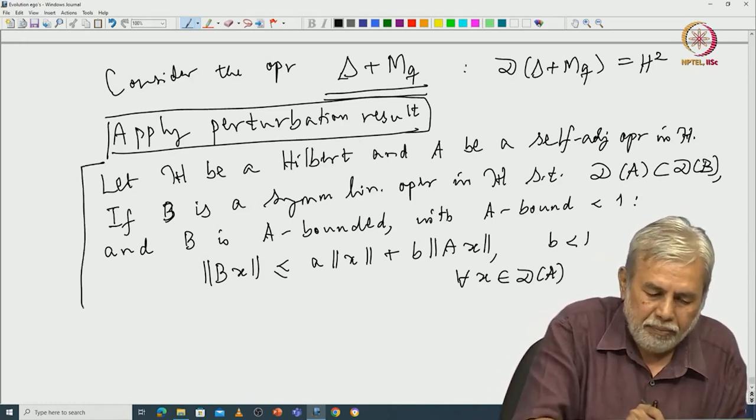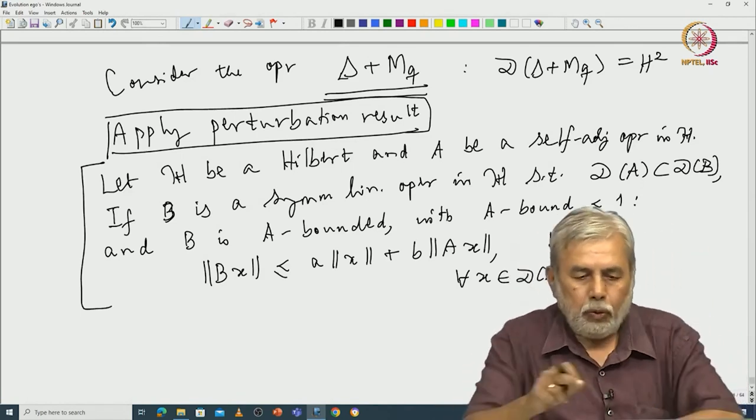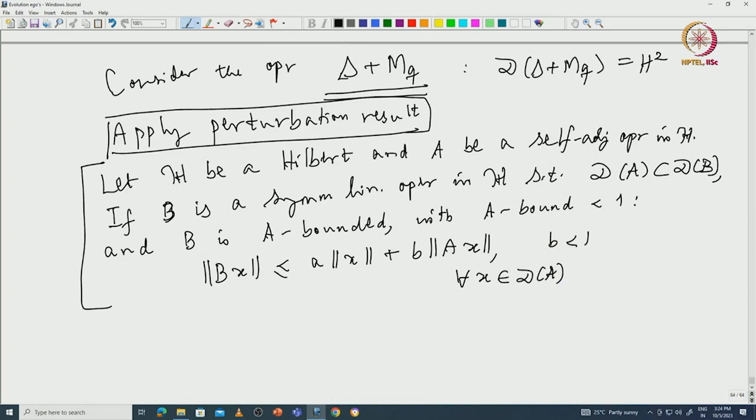So, you want to apply this Kato's theorem to the operator Laplacian plus M_Q. So, already we have seen that Laplacian is a self adjoint operator with domain H 2. So, you want to put conditions on Q so that the domain of M_Q contains H 2, okay, that is the first condition. And since Q is real, it is already automatically symmetric. The main thing is this estimate. This is a very crucial estimate that we have to obtain for the multiplier operator M_Q.